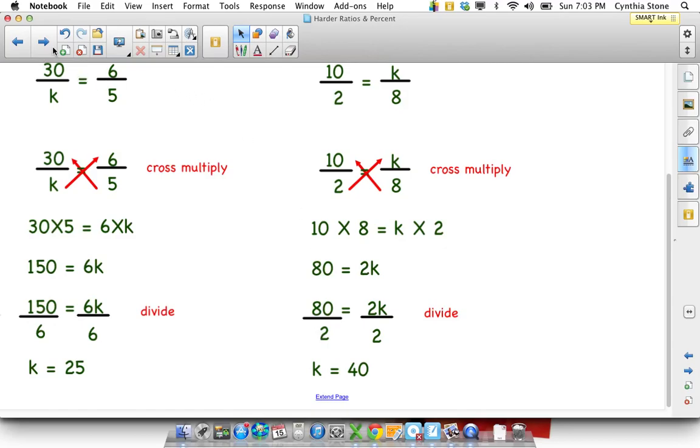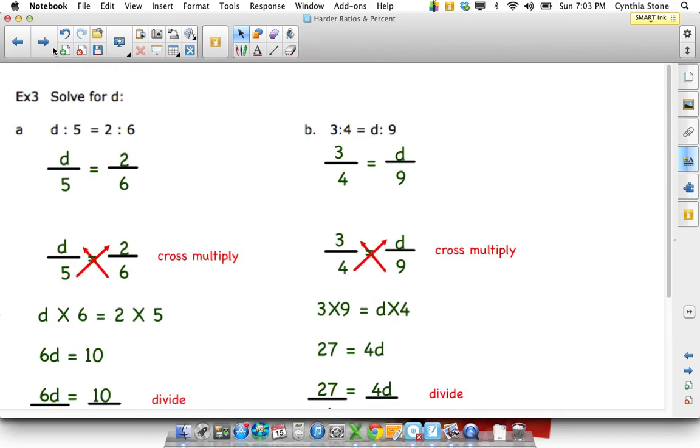If I'm going too fast, just pause. Again, I'm just going to keep going on a bunch more examples so you see it. Now we're solving for d, but big deal. You do the exact same strategy. d over 5 equals 2 over 6. Next step, cross multiply. Send the 6 to the top over here, send the 5 to the top over here, and you get d times 6 equals 2 times 5.